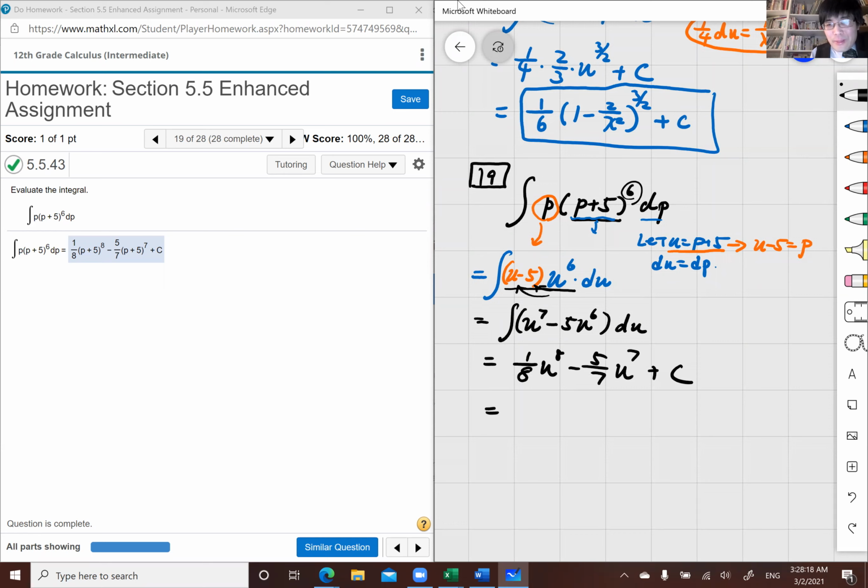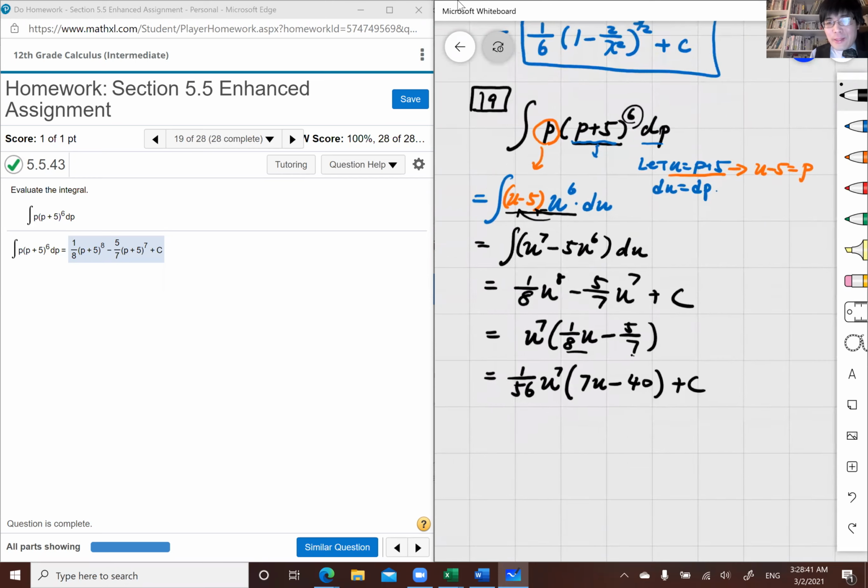So maybe you can factor out u to the power of 7. So it's going to be 1/8 u minus 5/7. Put 1/56 outside. So you multiply this one by 7. You multiply this one by 8. So this is a good factored form.